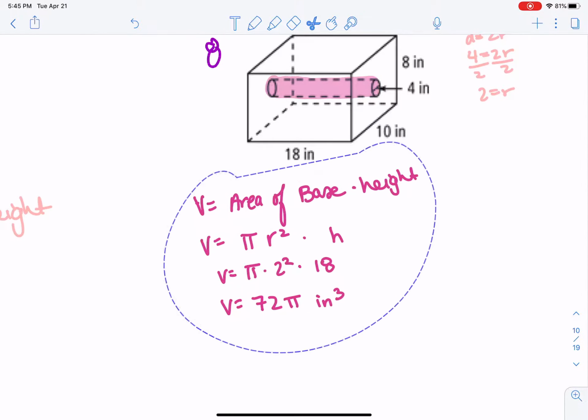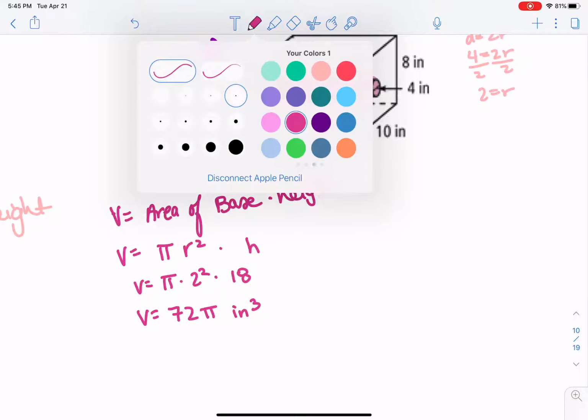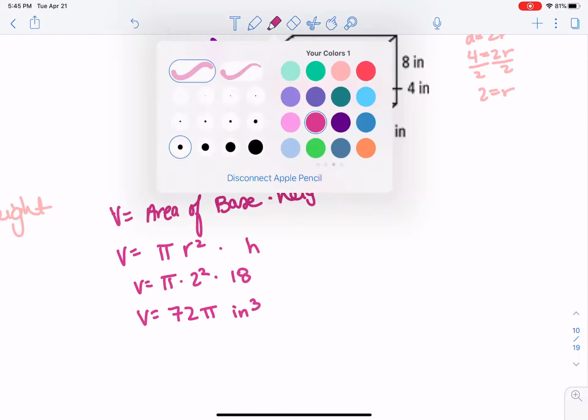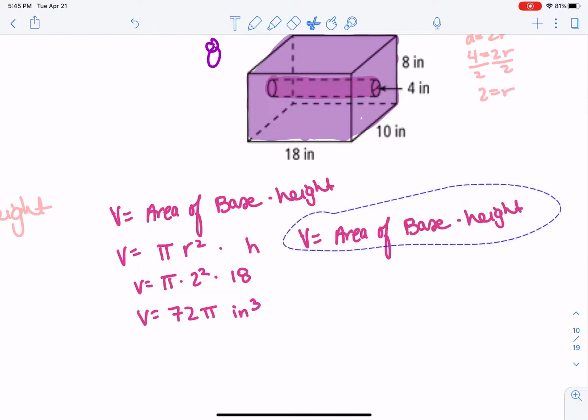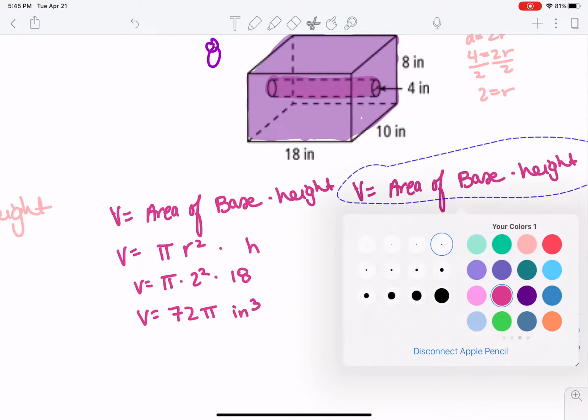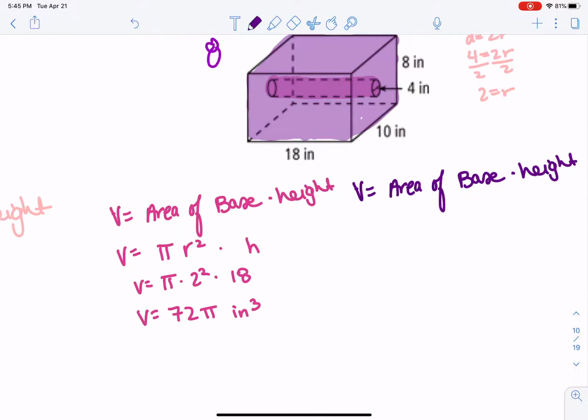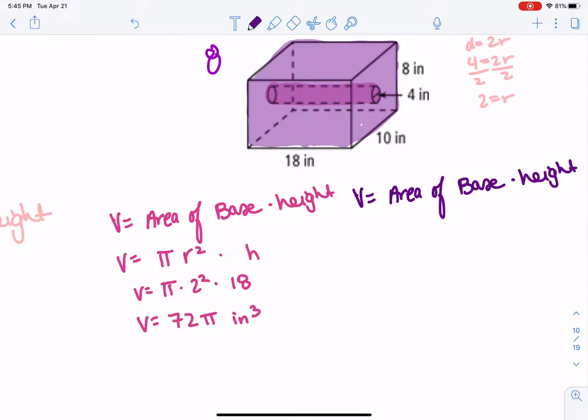Then let's look at this purple shape, which is this cube, or sorry, not cube, rectangular prism. And that is the whole entire volume. And so again, still area of base times height. But this time it's a square base or a rectangular base. So I'm going to look at this as the base.